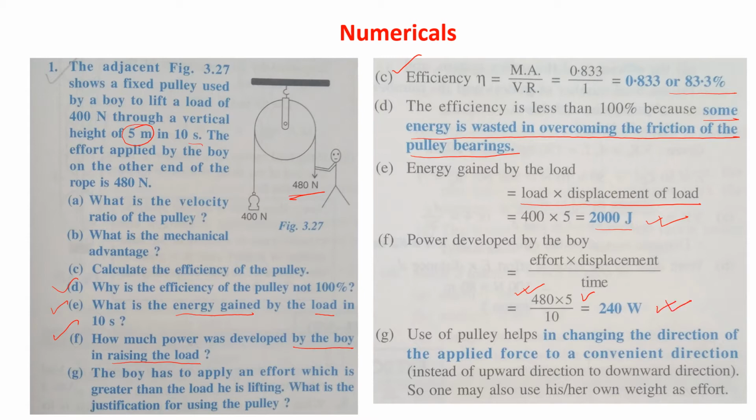Now last question. The boy has to apply an effort which is greater than the load he is lifting. What is the justification for using the pulley? This is only changing the direction. Use of pulley helps in changing the direction of the applied force to a convenient direction, instead of upward direction to downward direction. So one may use his or her own weight as effort. This one question is giving the answer of everything. Have you understood, children?